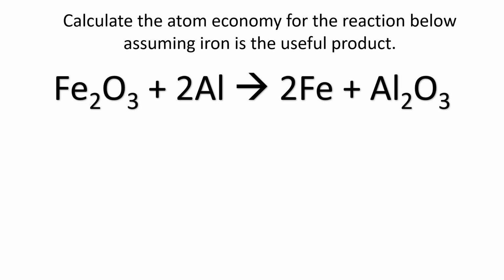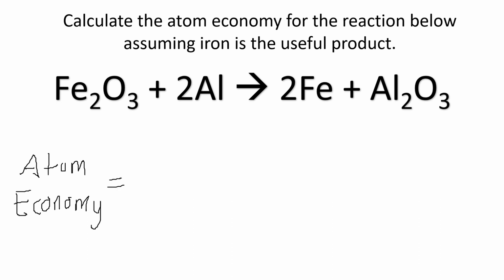So when we're trying to calculate atom economy, what we're interested in is what percentage of the atoms are useful as opposed to wasted atoms. And the way that we solve this is by using the atomic masses to help us out. So you'll need a calculator and a periodic table to do this. And the formula that you need is atom economy.